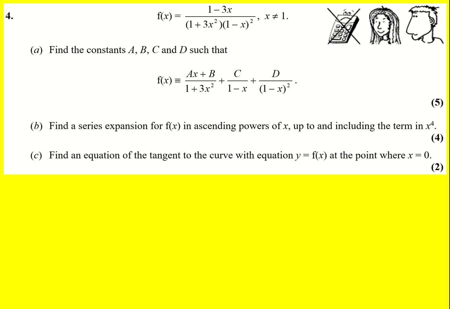We're being asked to write f of x in partial fractions in this question. Now notice we've got 1 plus 3x squared. That doesn't factorize nicely into real linear factors. We have to leave it as such, which means we get this here.